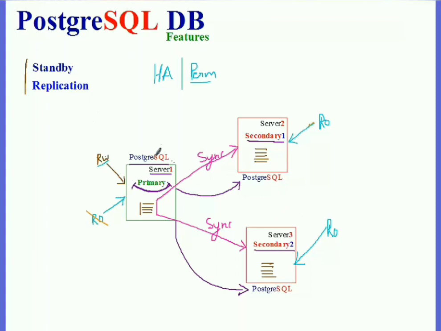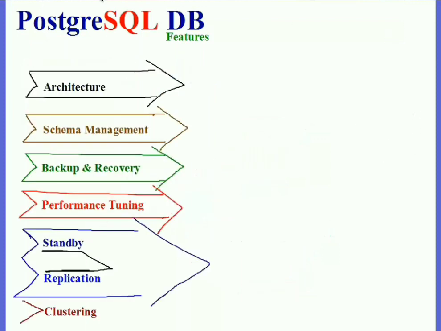So first we create a standby copy of our database, then we go for replicating data. Because of this, secondaries will synchronize with primary. So this is basically for high availability and performance. Next is clustering. Is clustering supported by PostgreSQL DB?